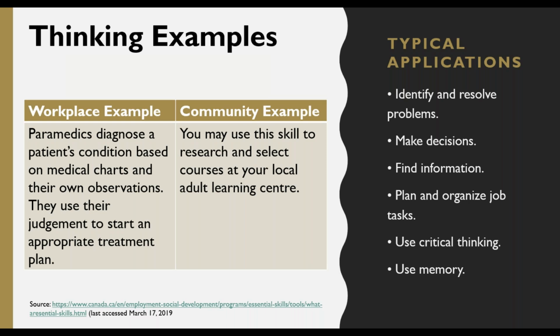In the community, you might use your thinking skills to research and select courses at your local adult learning center. A paramedic might diagnose a patient's condition based on medical charts and their own observations. They use their judgment to start an appropriate treatment plan. So they use their thinking skills, but they're also using all sorts of other prior knowledge and information.